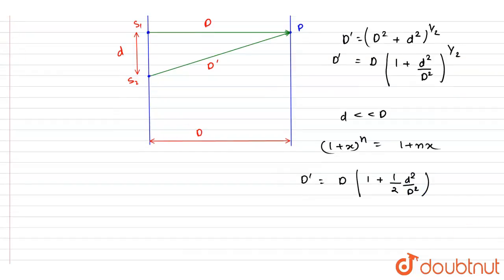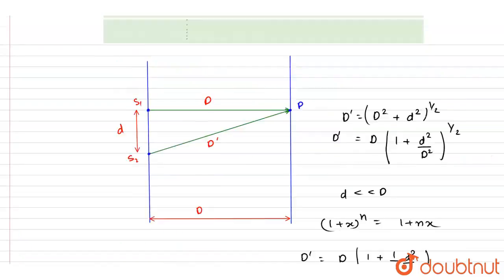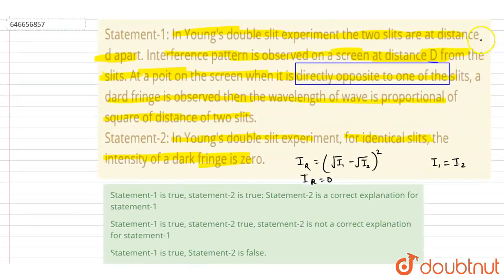Now let's calculate the path difference. It is D dash minus D. So D dash minus D will be what? If you see, D dash is this. If you subtract D from this, what you will have? It will be D into d square by 2 D square. This D will get cancelled out. So it is d square by 2D. Now if you see, the path difference is small d square by 2D.